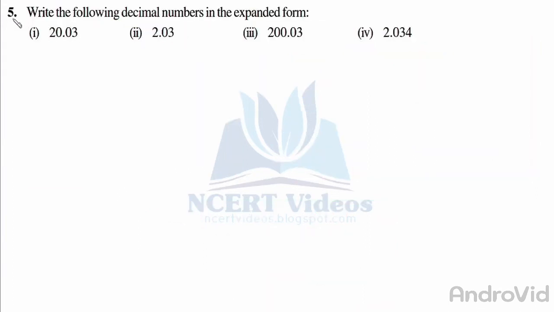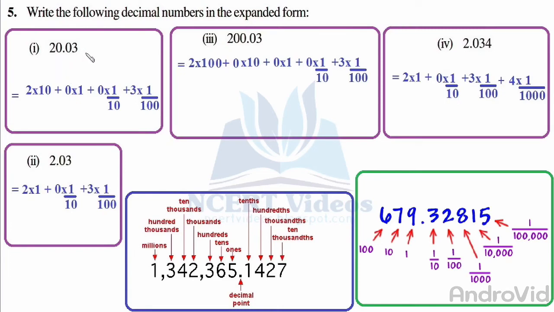That is your fourth. Fifth: write the following decimal numbers in expanded form. So 20.03, 2.03, 200.03, and 2.034. Now we have 20.03, and we have to write it in expanded form. So first learn here. So this is your decimal. These are ones, these are tens, these are hundreds, and so on. It goes to millions, and even further, but it is beyond the scope of this chapter.